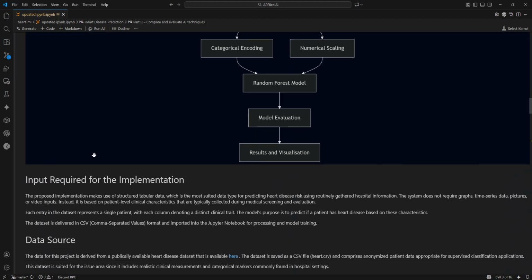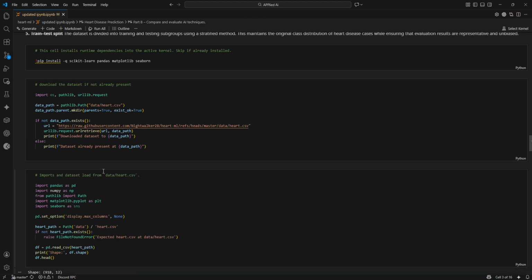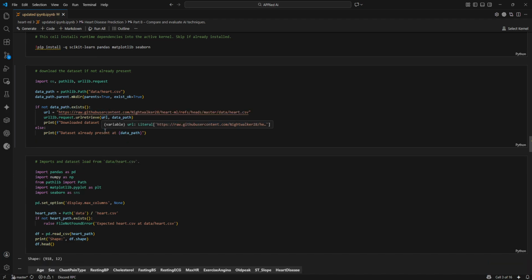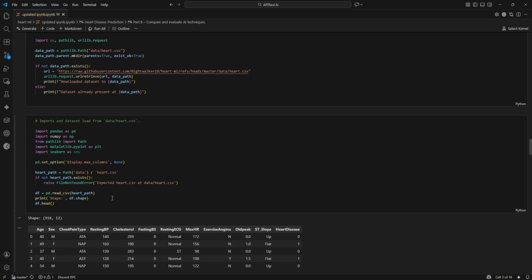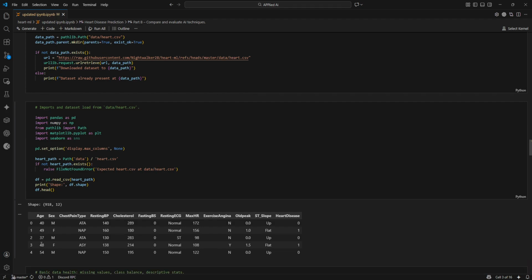The data is downloaded from my GitHub repo if not already present and loaded from a CSV file which contains anonymous clinical information for individual patients. Each row represents a single patient and each column represents a clinical attribute such as age, blood pressure, cholesterol level, etc. The target column indicates whether heart disease is present or not, making this a supervised classification problem.